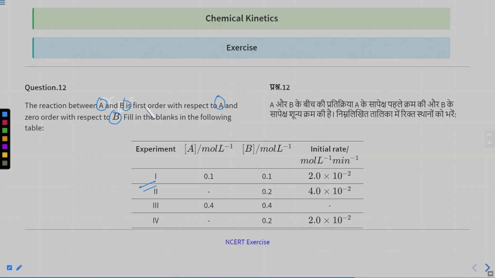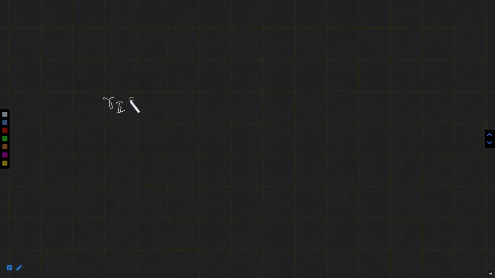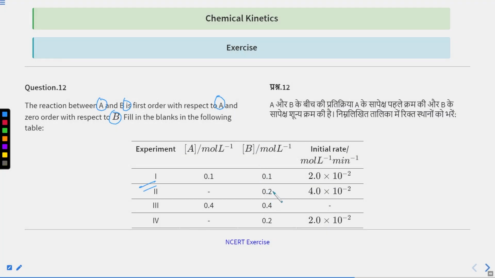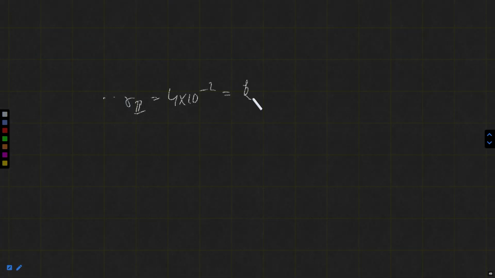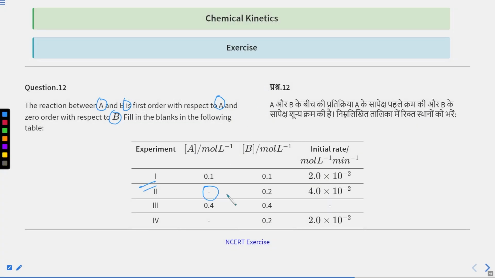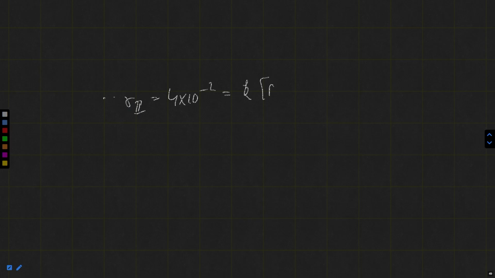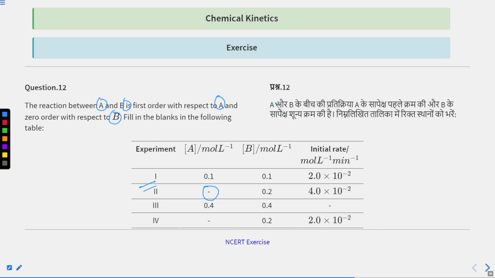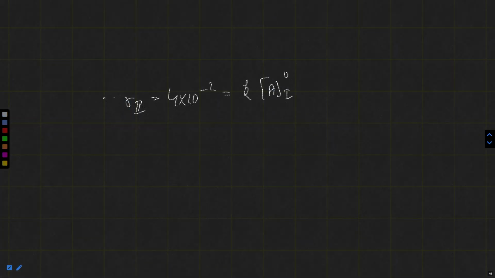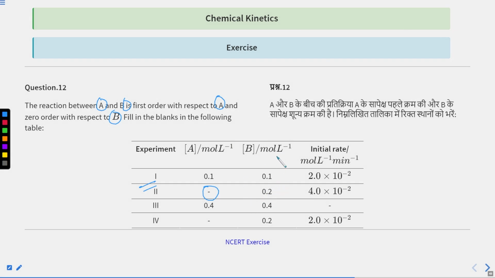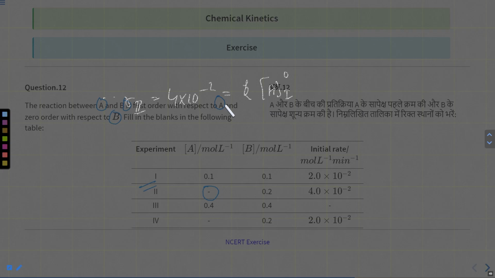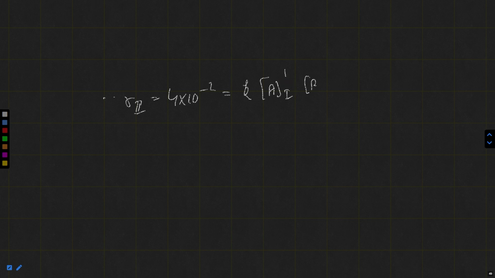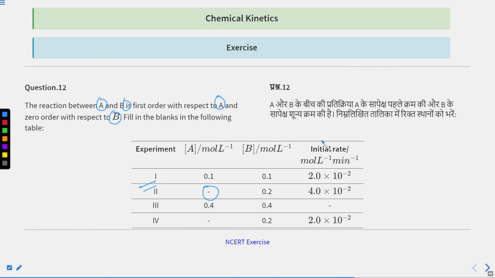So R2 value is given as 4 into 10 to the power minus 2, and this will be equal to K, that is our rate constant, and concentration A is not given. Suppose I'm taking it as A2. With respect to A it is first order, and with respect to B it is zero order. B concentration is given, so it is 0.2.